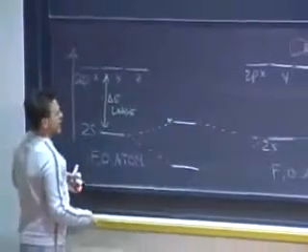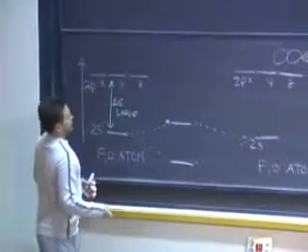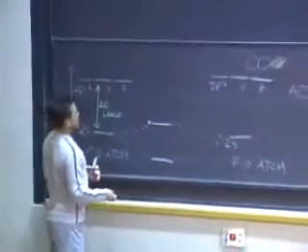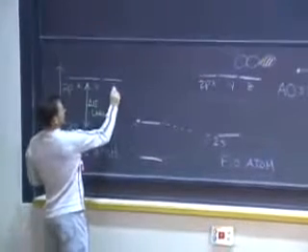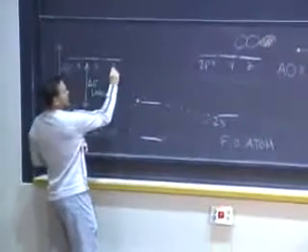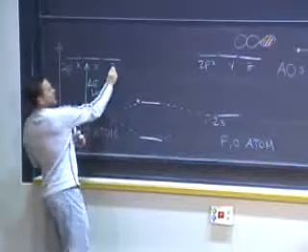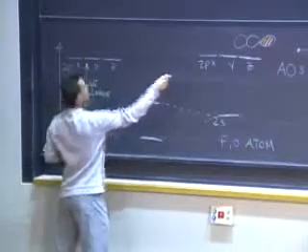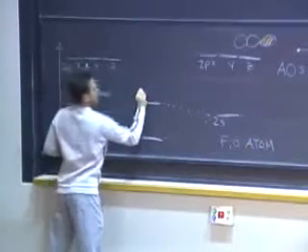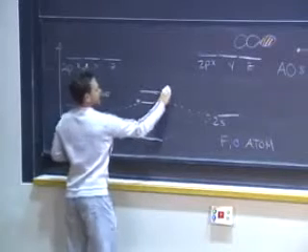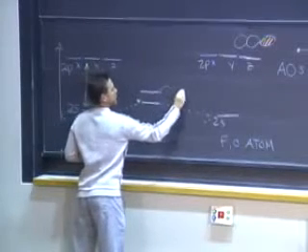Okay? And next, what we find is that we can also make a sigma bond by interaction of pz with pz. So this is going to be a nice, strong, directed bonding interaction that will look like this.